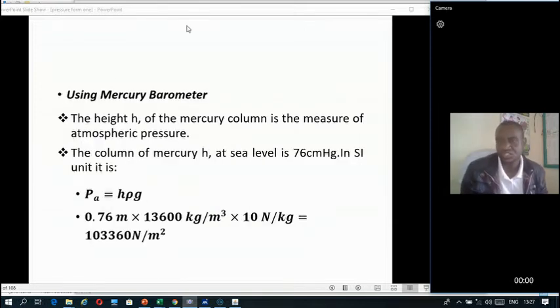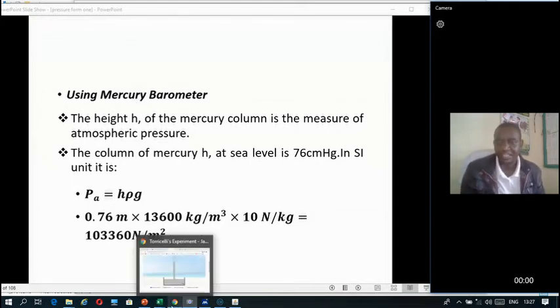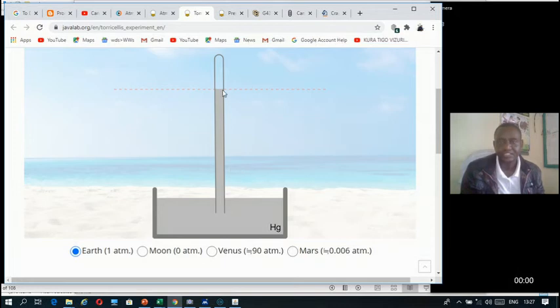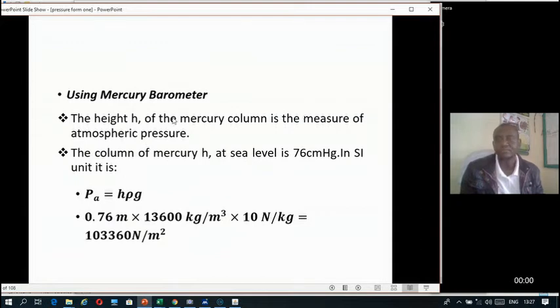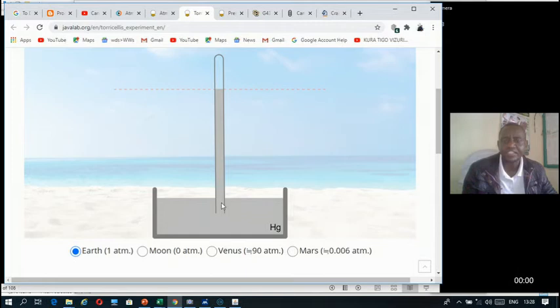So how do we use this mercury barometer? We only measure the height. Just measure this height here. After measuring the height of the column, that height is a measure of the atmospheric pressure. And we say pressure in a liquid is given as height times density times g. So it's very simple. When somebody says that the pressure of a place is 76 centimeter mercury, that means the height supported by the pressure at that place is 76 centimeters. This height here is 76 centimeters.